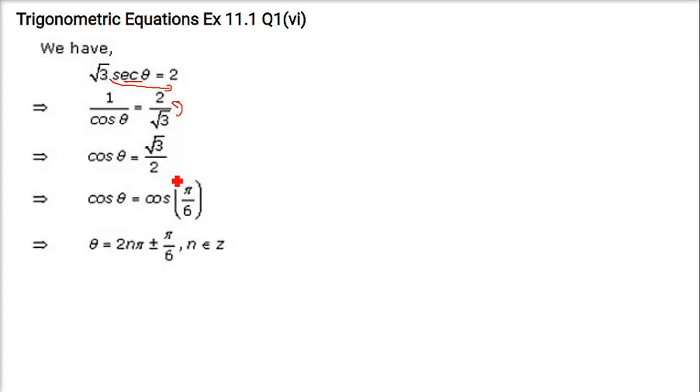Now root 3 by 2 is what? Cos 30 degree. So cos pi by 6 you can write. This root 3 by 2 is cos pi by 6. Now theta and alpha is there. Theta equal to 2n pi plus minus pi by 6.